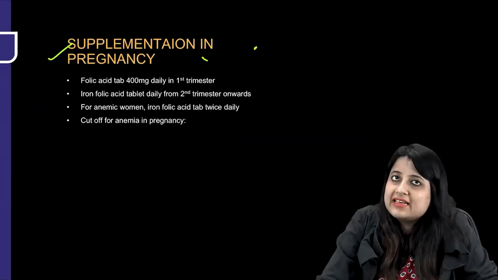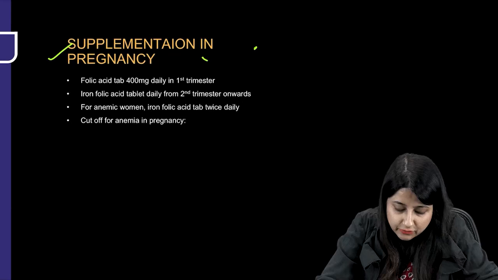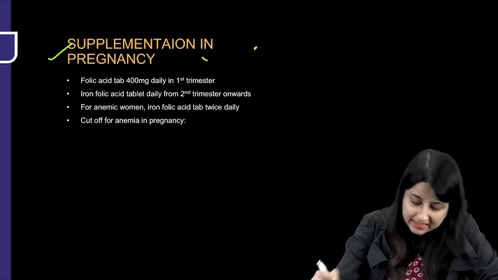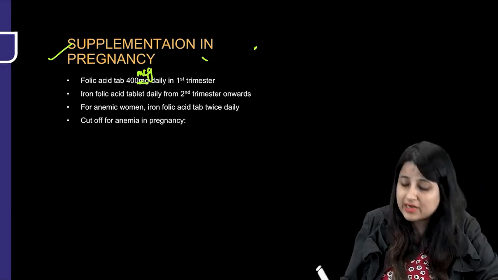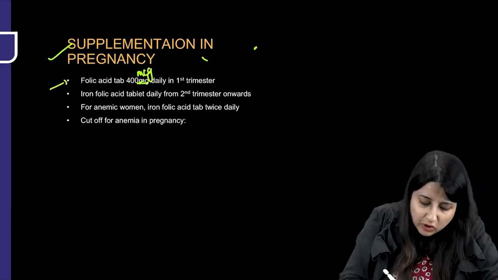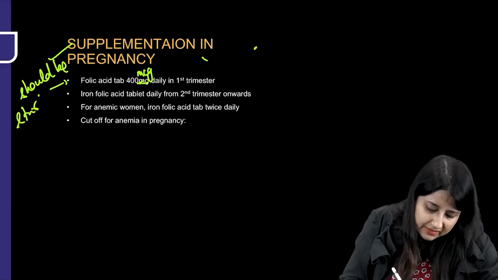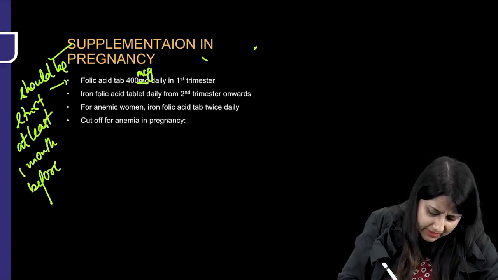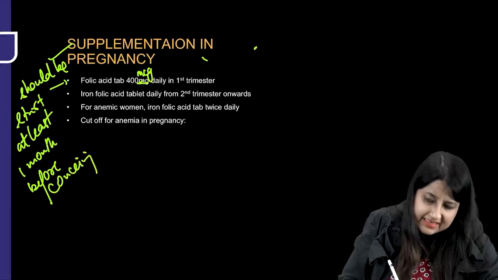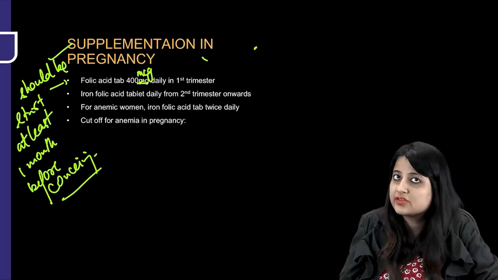Okay, so now let us look at some of the supplementations in pregnancy. According to WHO, for folic acid, how much should be given? 400 microgram daily in the first trimester. And technically, folic acid should be started at least 1 month before conceiving, and that is 400 microgram daily in the first trimester.